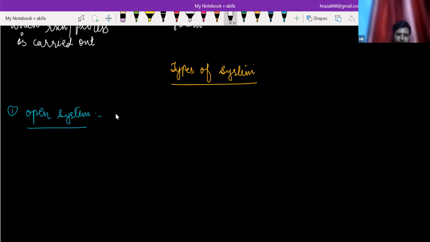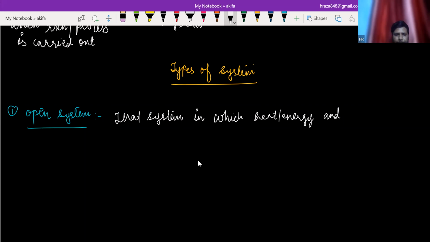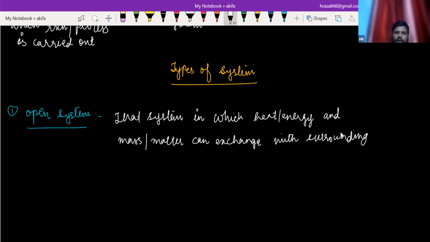Then we can write that system in which heat or energy and mass or matter can exchange with surrounding, that is called open system. For example, boiling water. Just write.